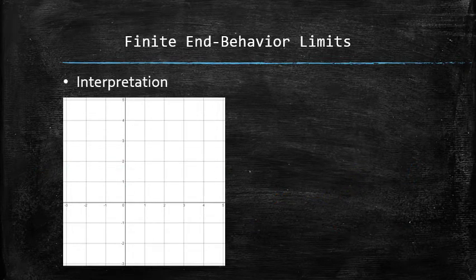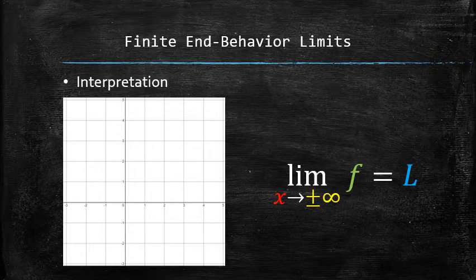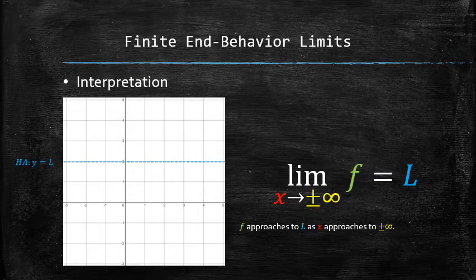So, to interpret the two-sided infinite limits, we would first read it as f approaches positive or negative infinity as x approaches a from both sides. Next, we would mark the asymptote x equals a on the coordinate plane, and then draw the behavior according to the statement.